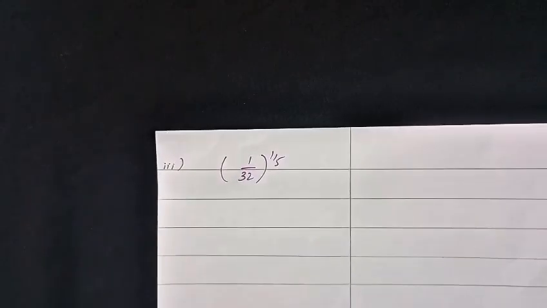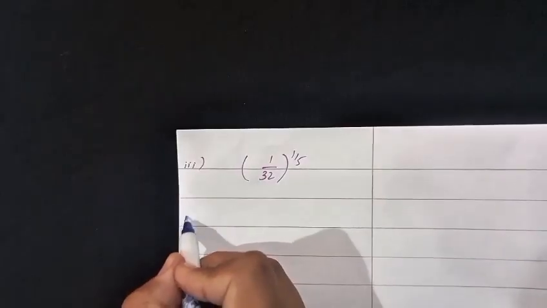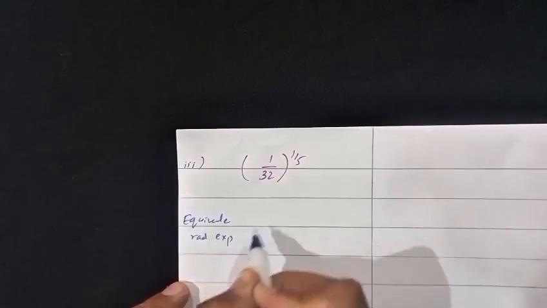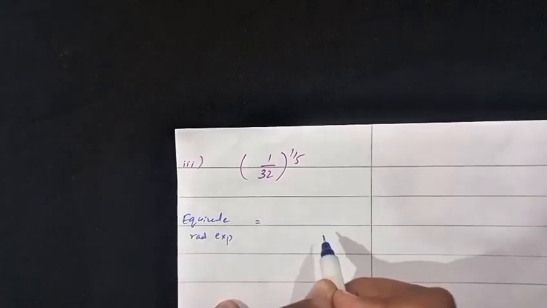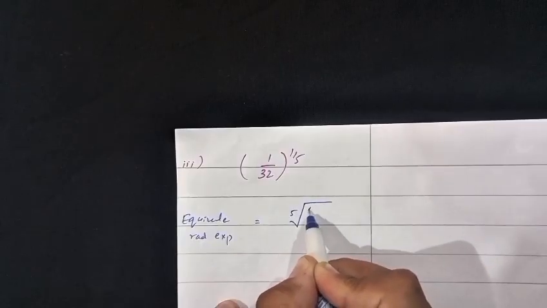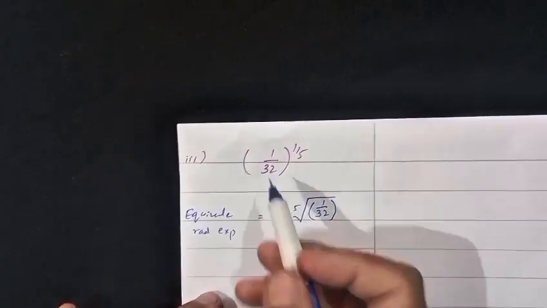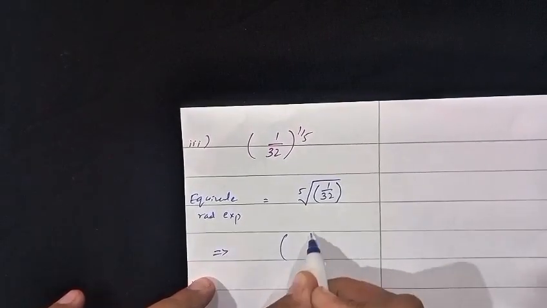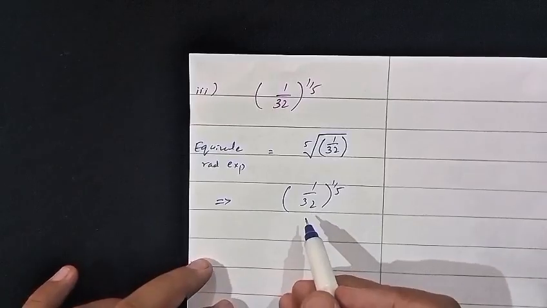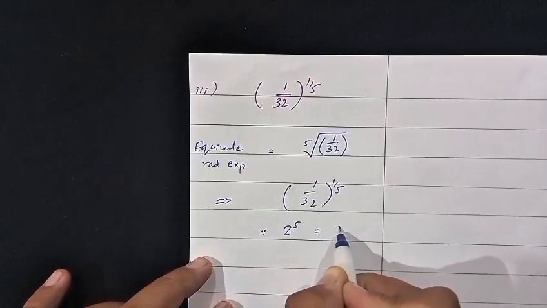So third part is the exponential expression of two numbers which are written in quotient form. First we write the equivalent radical expression. That equals, here 5 is the index, so this is equal to 5 as index and the radicand 1 divided by 32. Now we solve the exponential expression further, that equals 1 divided by 32 whole power 1 by 5. Here we factorize 32 in form of 2, as we know that 2 power 5 is equal to 32.